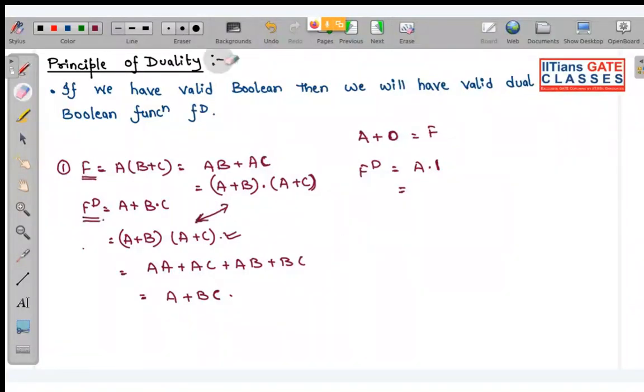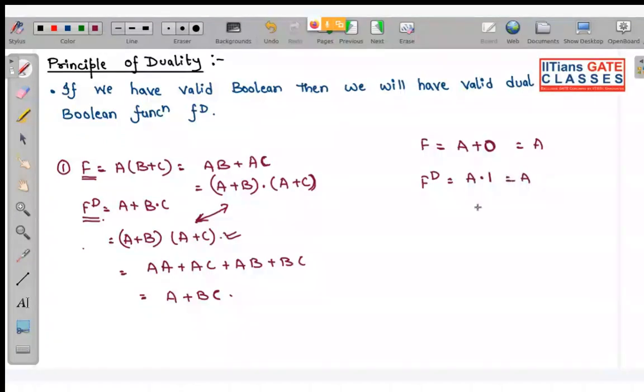One more example, let me show you of this one. So you might have got confused in the previous example. So look, A plus 0. What is this? This is A. Now if you solve for the dual, so f dual is what? So simply you are going to replace plus with dot and 0 with 1. So this will be A dot 1. So what is A dot 1? It is again A. So you can see f is always equal to f dual.